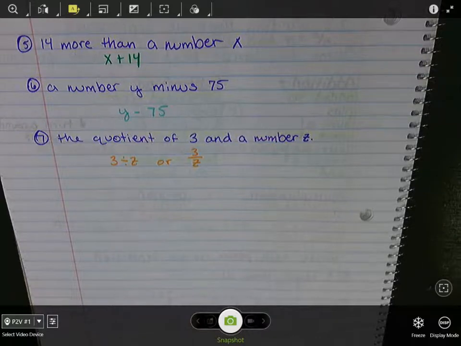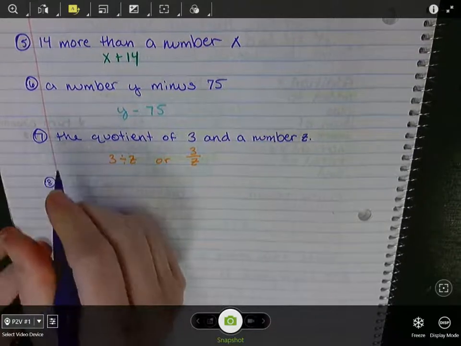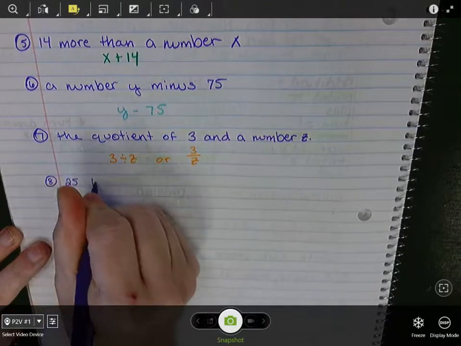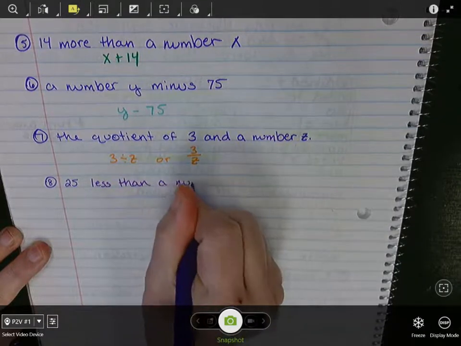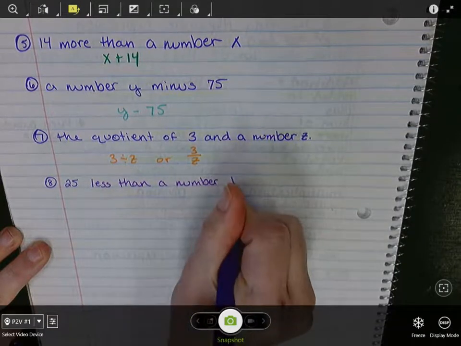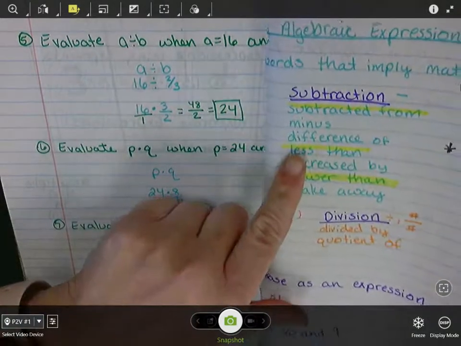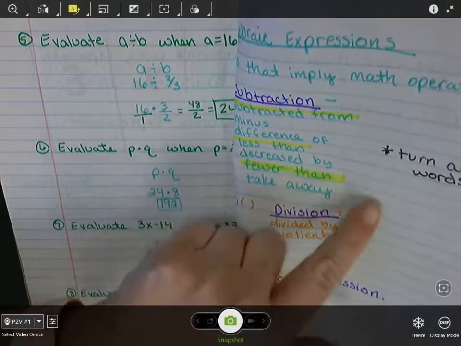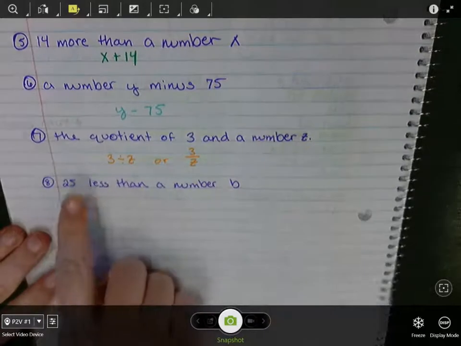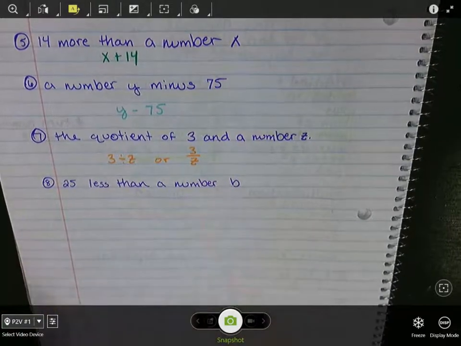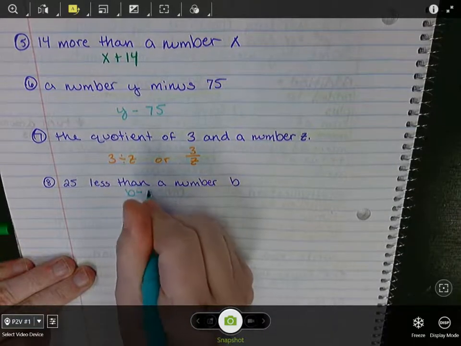Okay, let's try another one. 25 less than a number b. Okay. All right, so let's find less than. And it's right there. It's subtraction, so I'm going to subtract, and it's highlighted as a turnaround word. So that means I need to flip the order. Okay, so instead of doing 25 minus b, I would do b minus 25 because less than is a turnaround phrase.